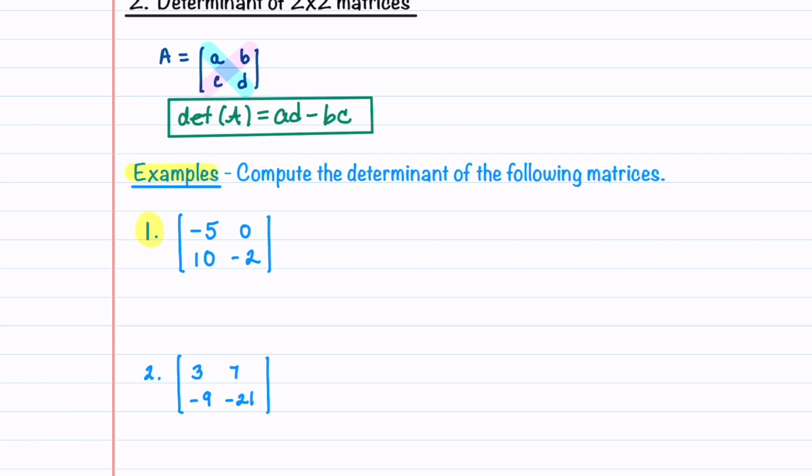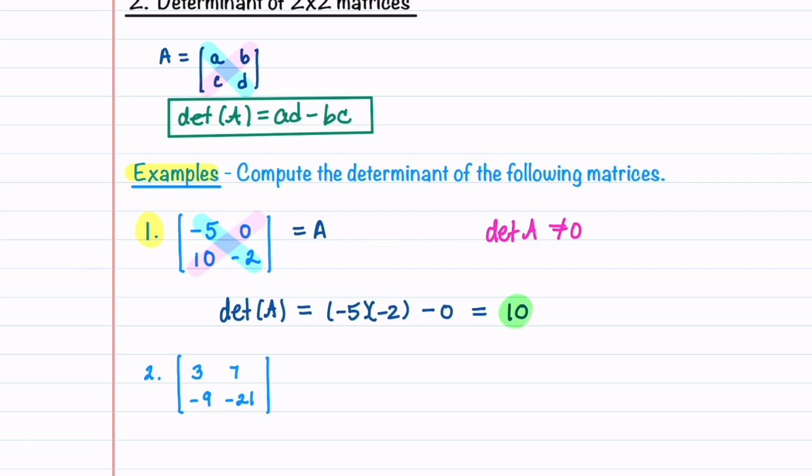In our first example, we'll set the matrix equal to A, and then we'll write that the determinant of A is equal to the main diagonal elements multiplied, minus 5 times minus 2, minus the off-diagonal elements multiplied, which is just 0. So our determinant is equal to a value of 10. Since the determinant of A is not equal to 0, we say that A is invertible, or also it's called non-singular.